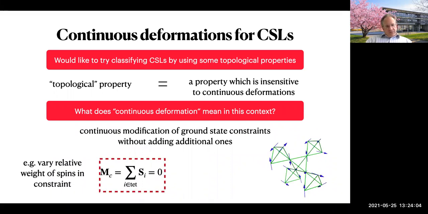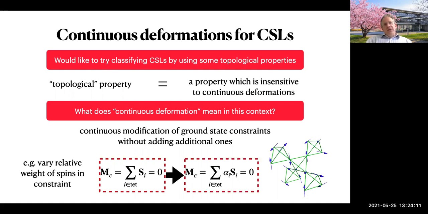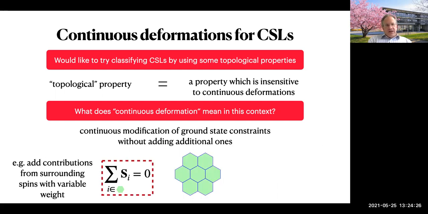So for instance, we could have a particular constraint on a single cluster, and then we could change this by not, say, having all the spins summing up to 0 for each tetrahedron, but having some linear combinations of the spins add up to 0. And then you can also add further neighbors and so on. And this is what's going to be the main part of the next few slides.